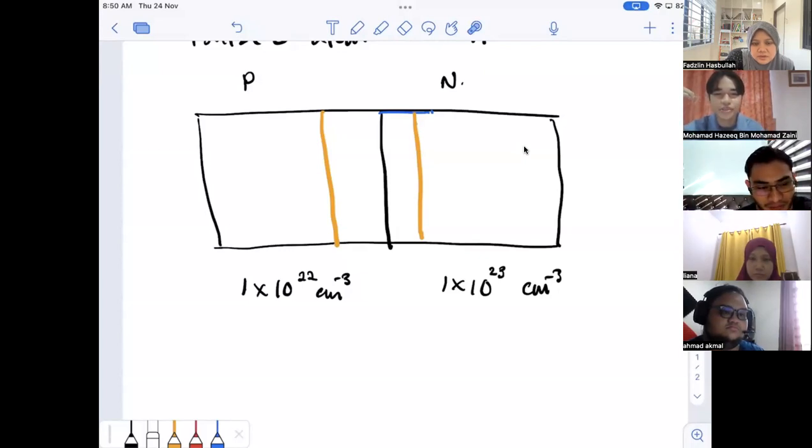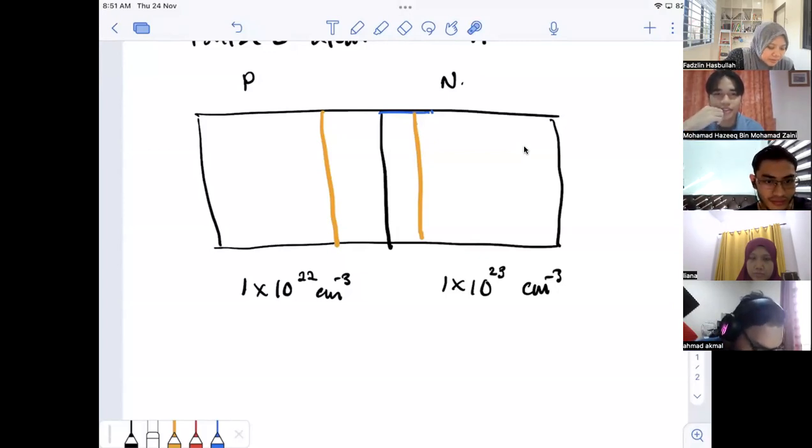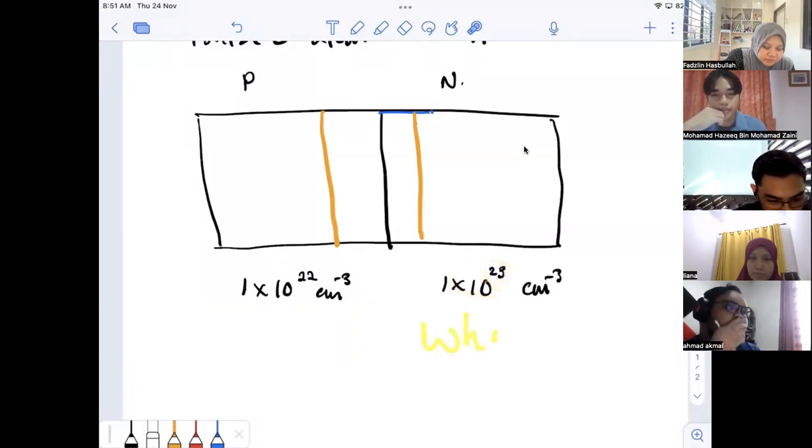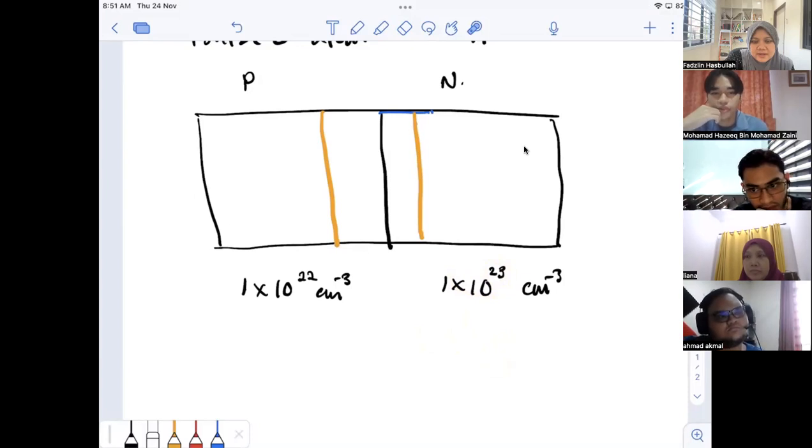There's more majority carriers, so the depletion region decreases. Can you repeat that? There's more doping concentration in N, so the width of the depletion region decreases. Why? It decreases because it's easier for it to diffuse over to the P junction.